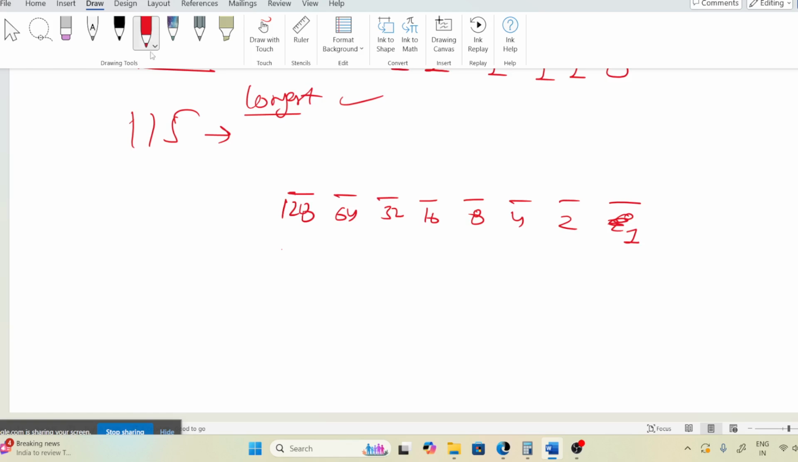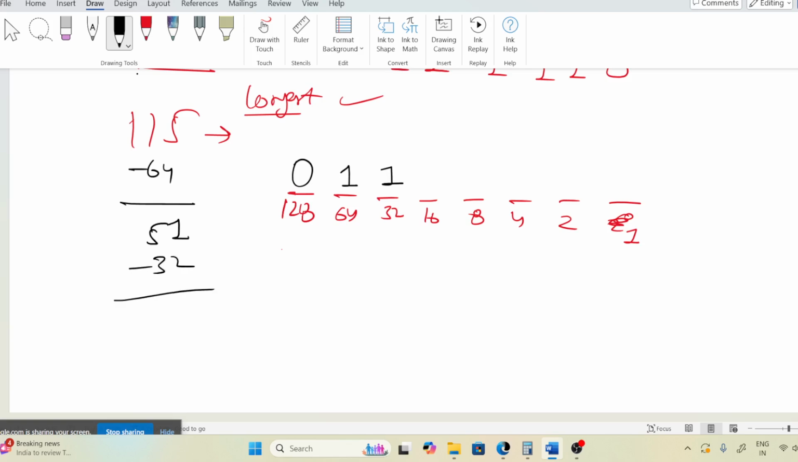So it is smaller, so I cannot use 128. So I need to write here 0. 64, yes, 64 is smaller, so I can use 64. I'm using 64. I need to subtract 64 here. 115 minus 64 will become 51. 51 I left. So I need here 32. I can use, yes, it is smaller.